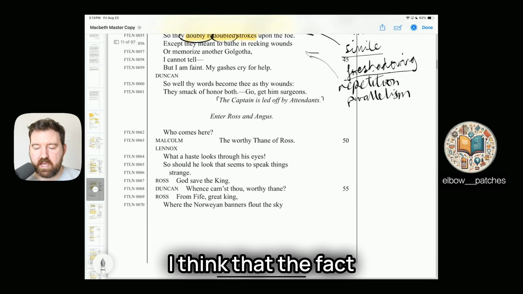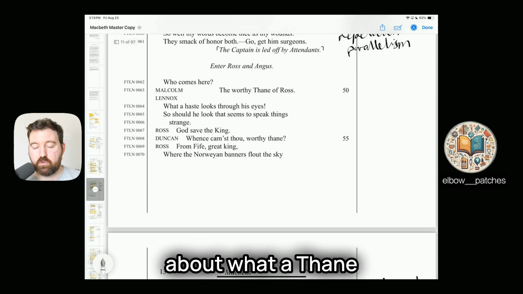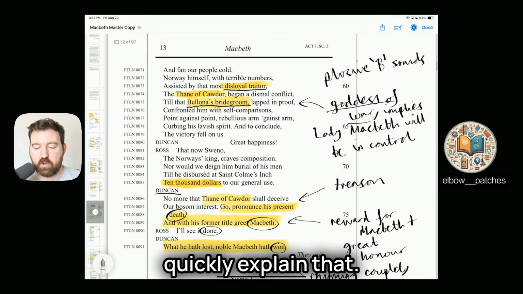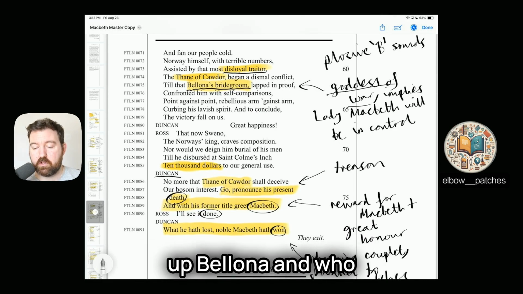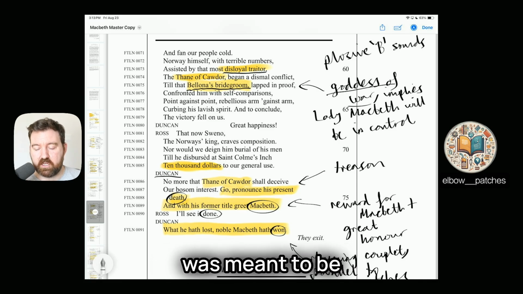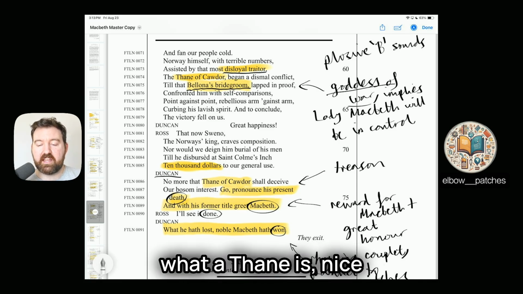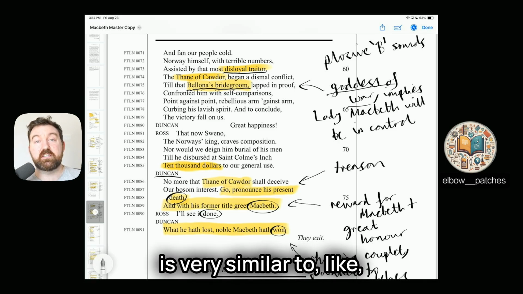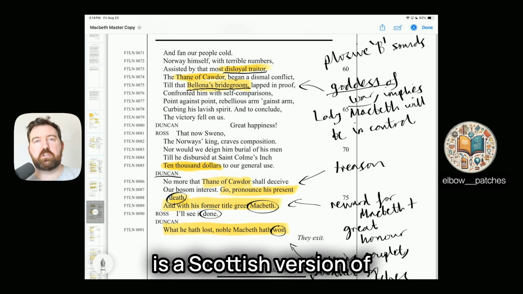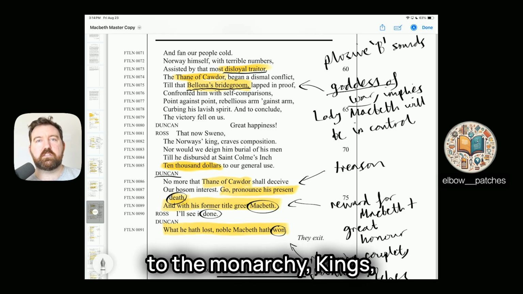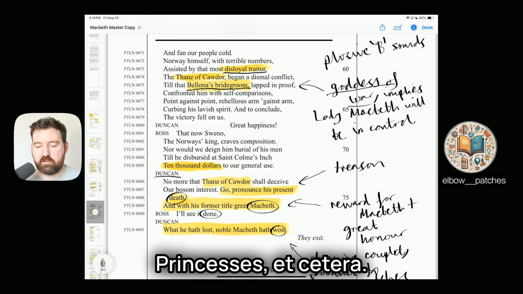I think that the fact I didn't talk to you about what a thane was, I guess I could quickly explain that. I did also talk about the goddess of war, actually, which is context. So you can look up Bellona and who she mythologically was meant to be. But actually, just what a thane is, nice and simple. A thane is very similar to a lord in England. So you've got the king, queen, princes, lords, ladies, all those titles of high society, so to speak. A thane is a Scottish version of that high society. Kind of the most important people in Scotland, the most powerful, the ones that were closest to the monarchy, kings, queens, princes, princesses, etc. Okay.